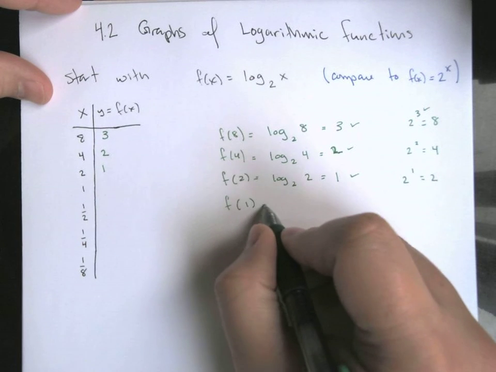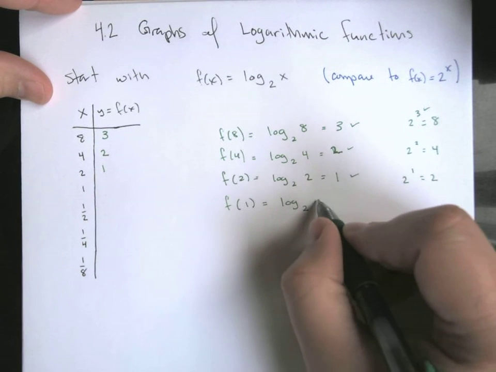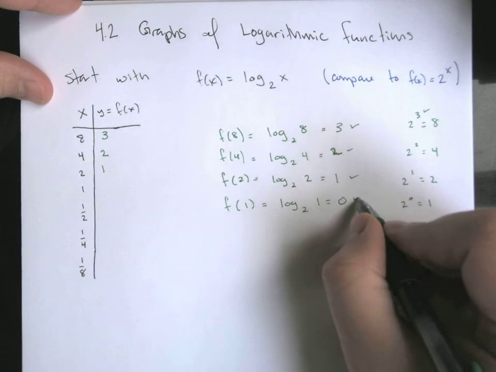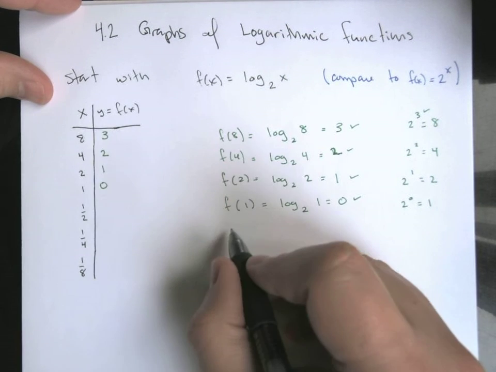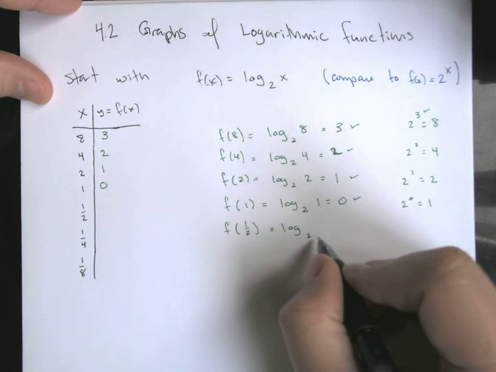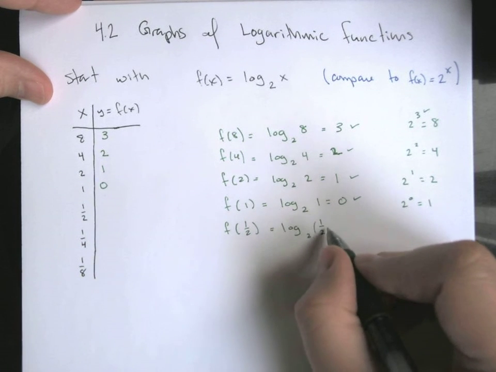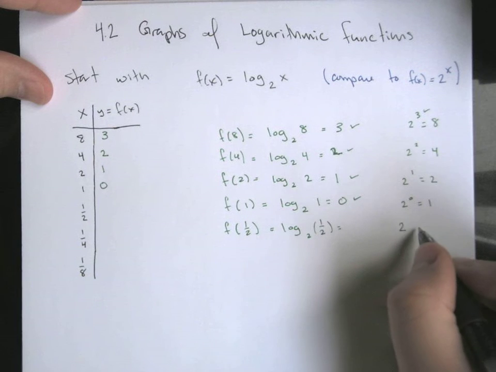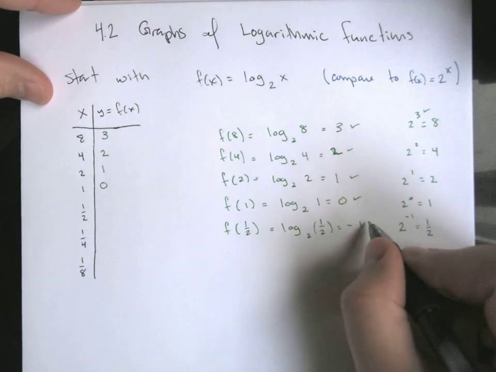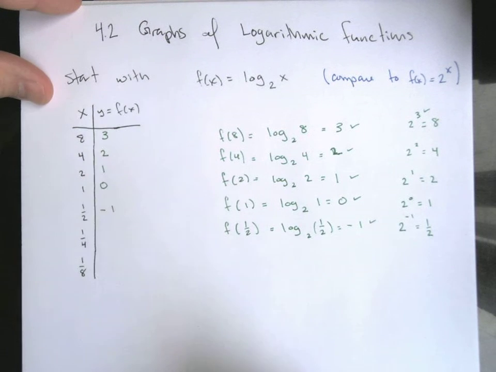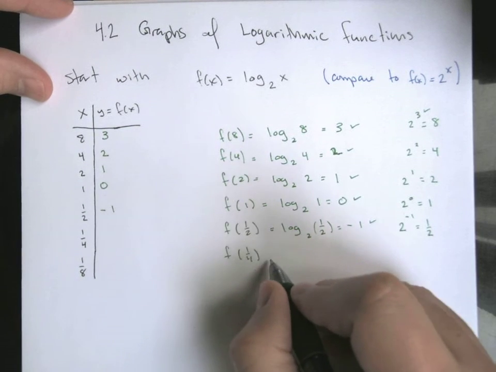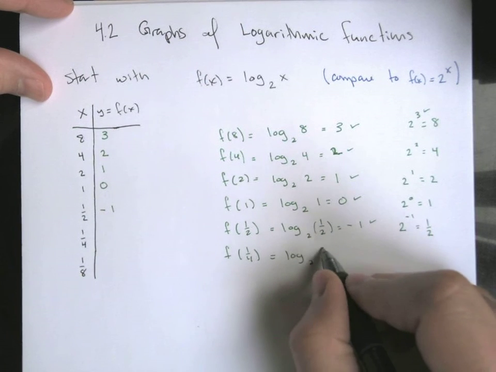Go a little faster. How do I get from log base 2 to 1, right? 2 to the 0 is 1. So then this must be 0. How do I get from log base 2 to 1/2? How do I get from 2 to 1/2? So the answer is the exponent is -1, right? Do a reciprocal. You can probably guess what's going to happen as we get to 1/4 and 1/8. I hear you yelling at the screen.